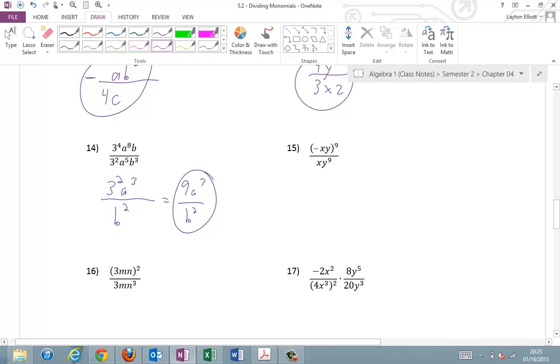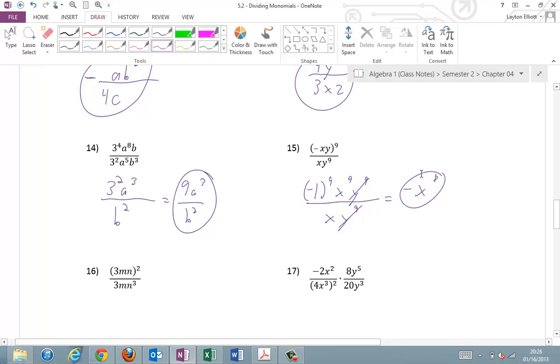15. Let's not get tricky about what's the base. That is really a negative 1 to the 9th, x to the 9th, y to the 9th, over x, y to the 9th. So negative 1 to the 9th is negative 1. That's going to stick around as a negative. X to the 9th over x is x to the 8th, and the y to the 9ths cancel. Negative x to the 8th.